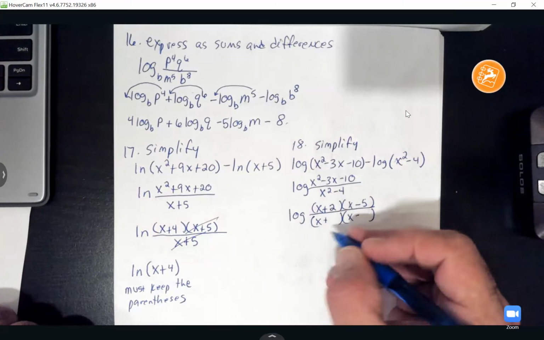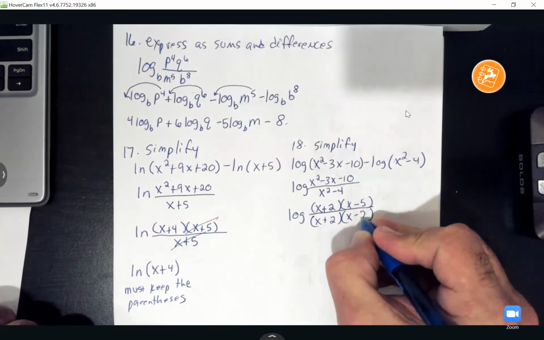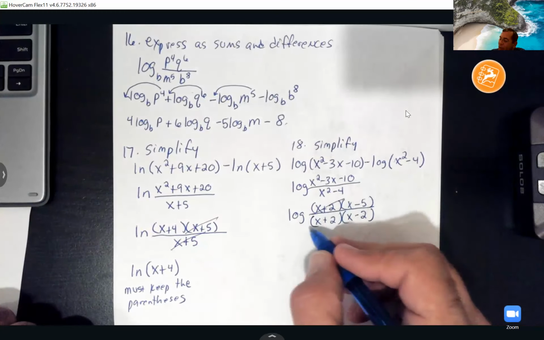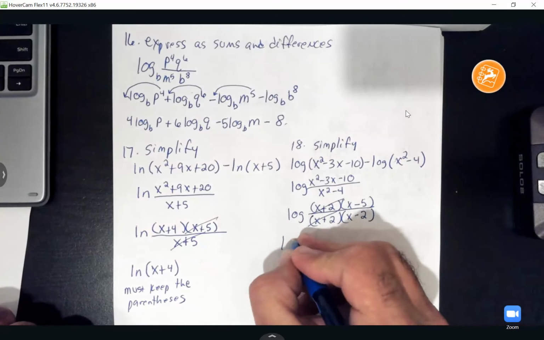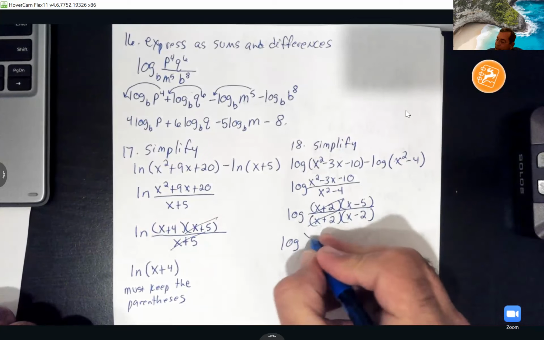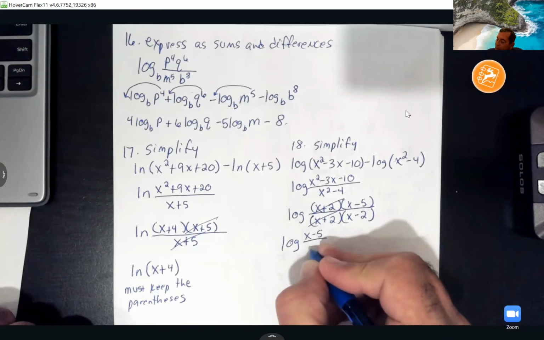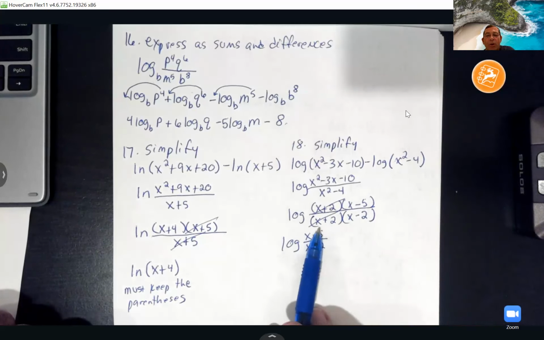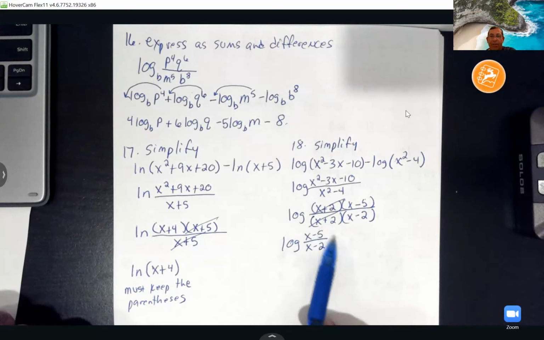So that'd be what? X plus 2, x minus 2. So you see what's happening here, right? These x plus 2s are going to cancel. So our final answer is an x minus 5 on top and an x minus 2 on the bottom. This one, you do not have to keep the parentheses because it's a single fraction, okay?